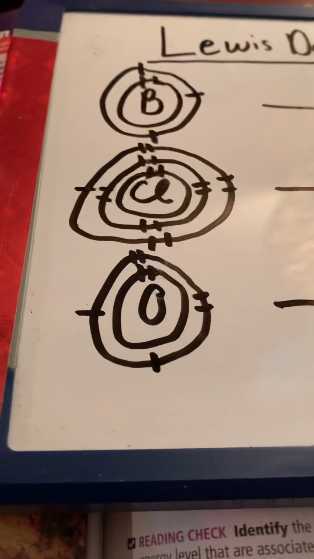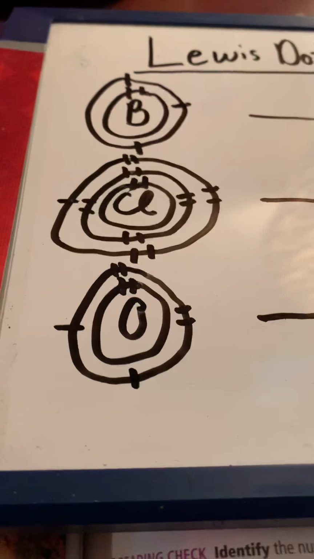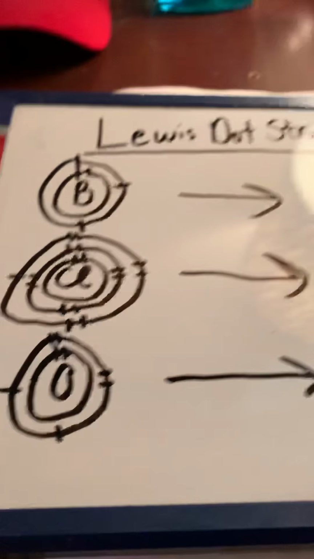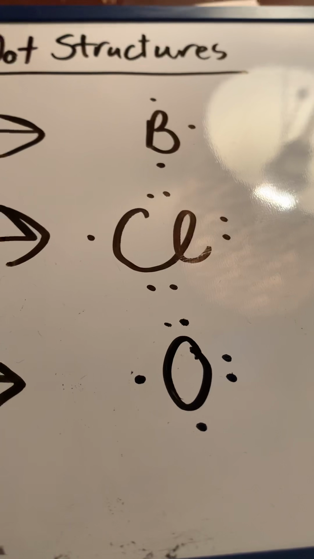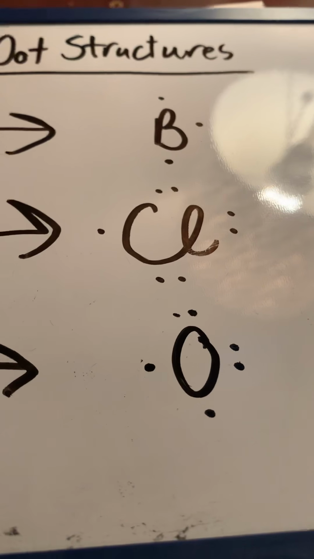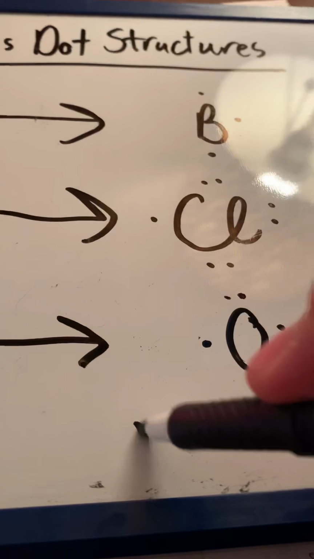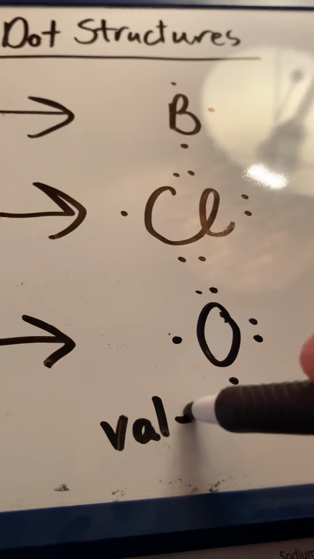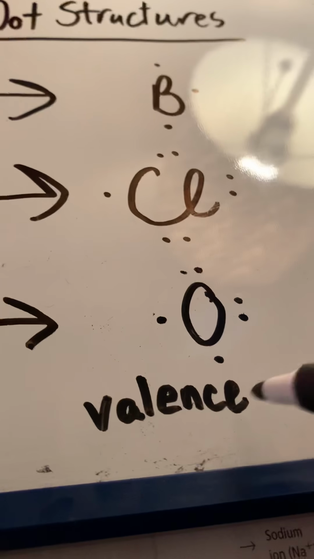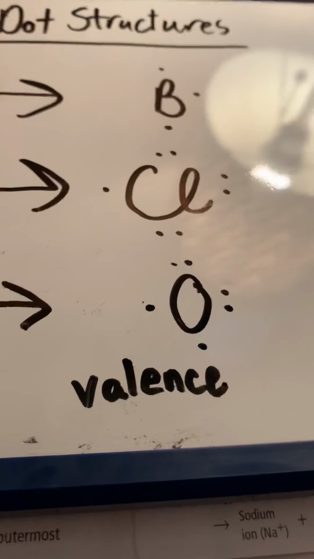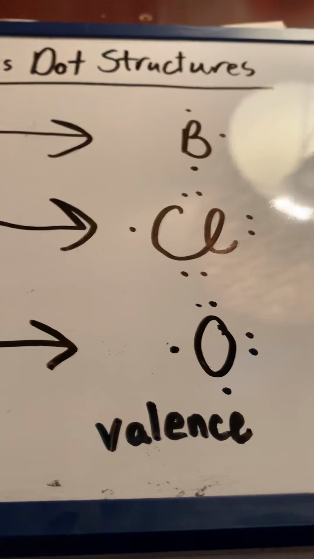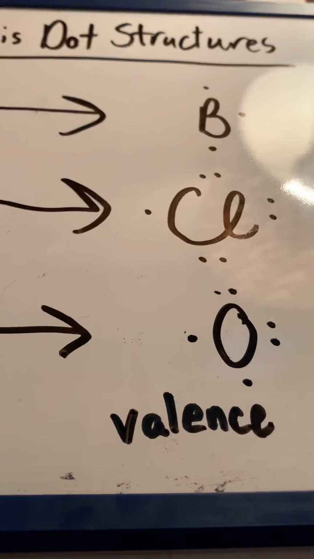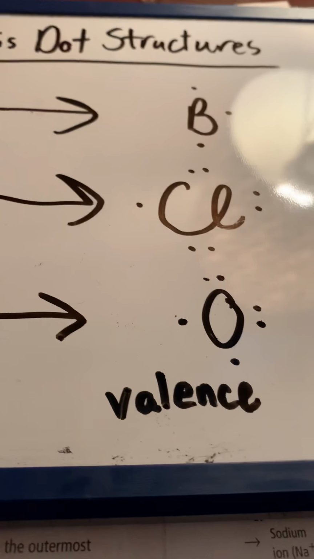So instead of having to draw all these circles, all these inside energy shells, you get to draw just the valence electrons. That's a good word. I'm going to spell that out for you here. Valence. We've had that as a vocabulary word, actually. But to remind you what it is, the outside electrons are the valence electrons.